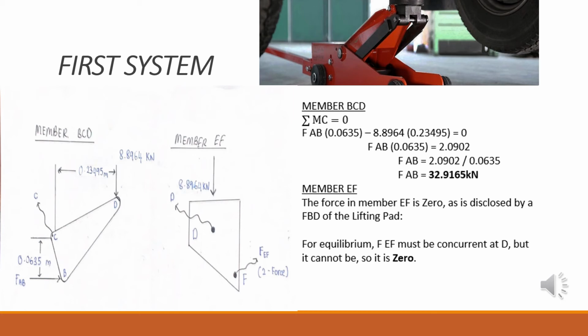At this moment, the load is applied on the top D area in my diagram with 8.89 kilonewton, and the force will be developed when the handle of the hydraulic floor jack is working to transfer it.